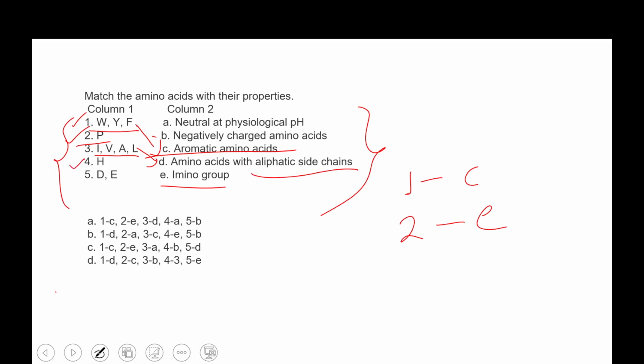Now we have the fourth, which is H. H is neutral. Why is it neutral? H is histidine, right? So histidine is a positively charged amino acid, right? H is histidine, which is a positively charged amino acid. So why will it be neutral?